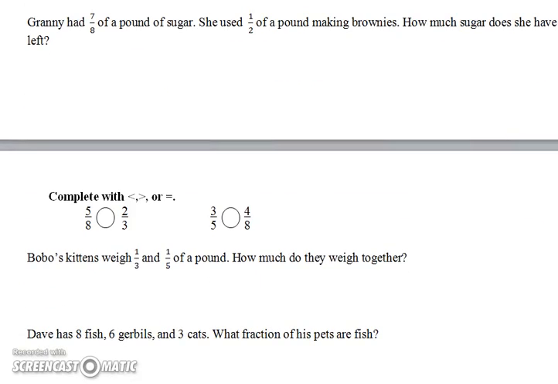Granny had 7/8 of a pound of sugar. She used 1/2 a pound making brownies. How much does she have left? Left tells me I'm going to need to subtract. So what did she start with? 7/8. She used up half of it.